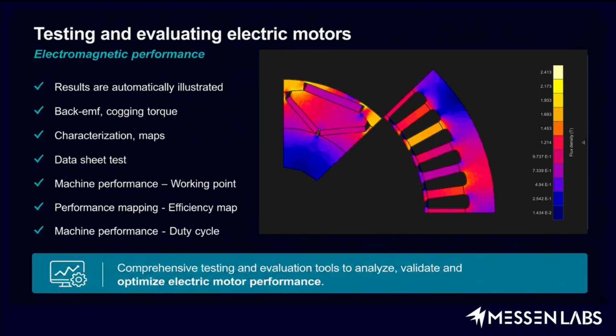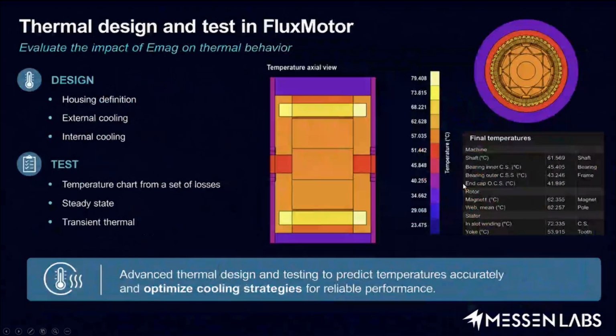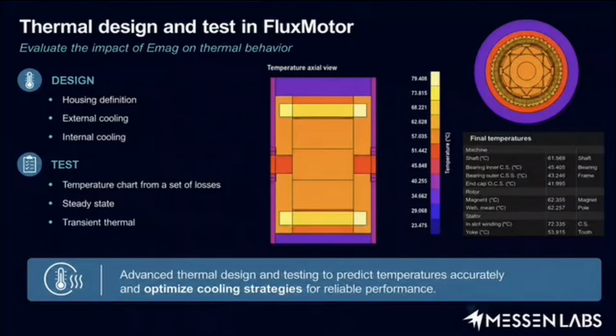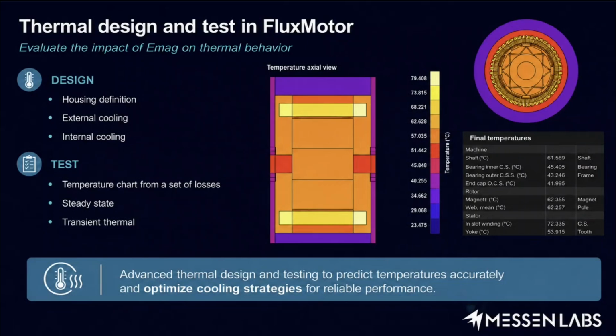So what you see here is basically the magnetic flux density of the output. And similarly, we can do thermal design and the test in FluxMotor as well. We'll design the housing, the fins, the cooling circuit, okay, whatever we need, and the external cooling, internal cooling, and how we can run these tests apart from our regular inputs.